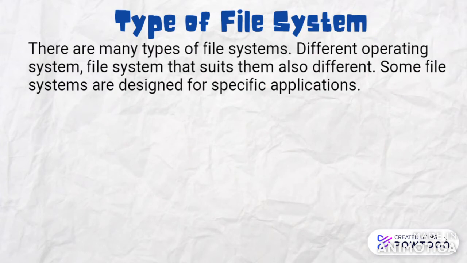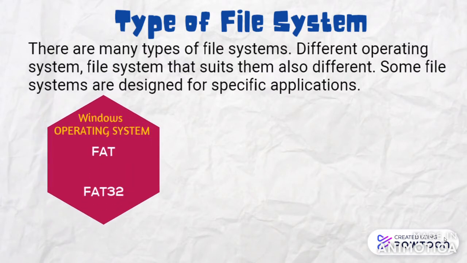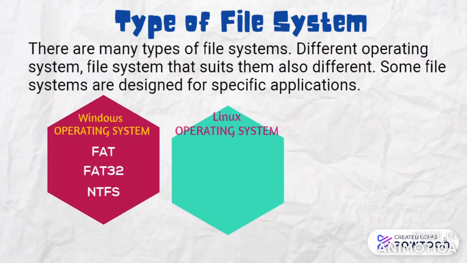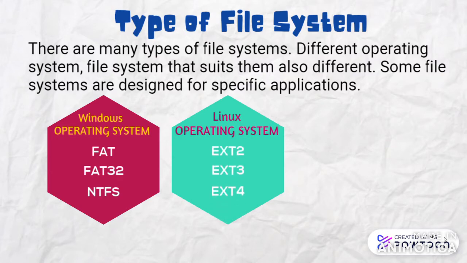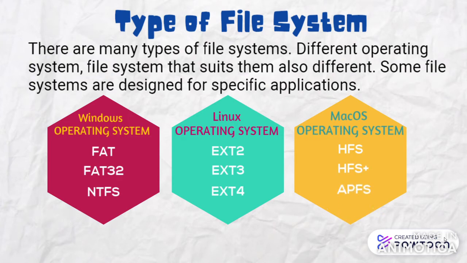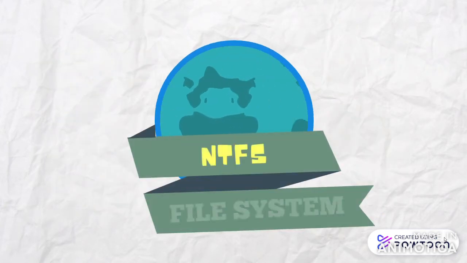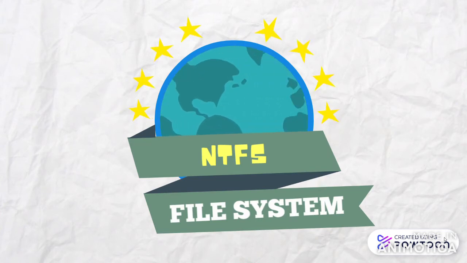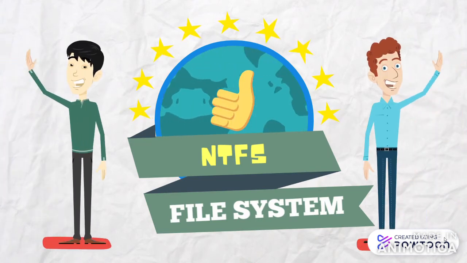There are many types of file systems. With the different operating systems, the file systems that suit them are also different. For example, FAT, FAT32, and NTFS belong to Windows, ext2, 3, and 4 for Linux, and HFS, HFS Plus, and APFS for Mac OS. Next, I will proceed to introduce the first type of file system, which is the NTFS file system.